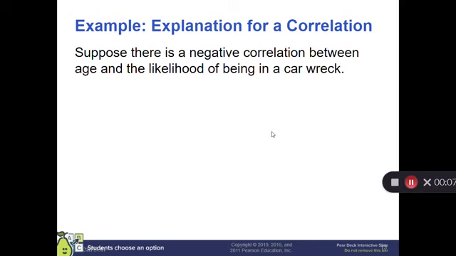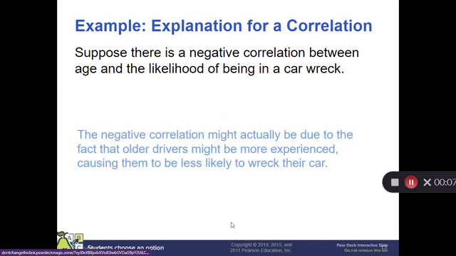Another explanation, like in this example, we have a negative correlation between age and the likelihood of being in a car wreck. In this case, this might actually be due to the fact that older drivers might be more experienced, whereas younger drivers are less experienced. So older drivers might be less likely to wreck their car. As age goes up, the likelihood of a collision might go down, causing a negative correlation. So this could be an actual cause, although we can't say for sure that one really causes the other.